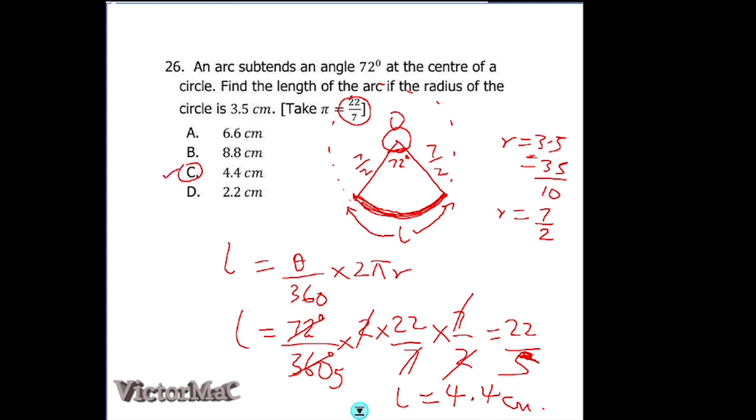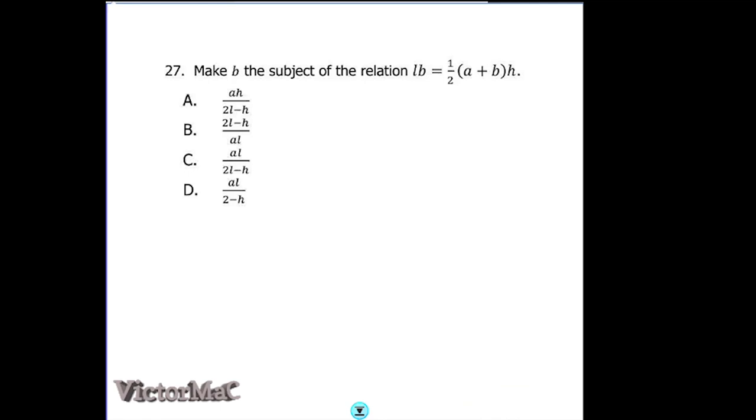Number 27. This question is about subject of formula. All right. So we have to make B the subject of the relation. The first thing is to multiply both sides by 2 here.